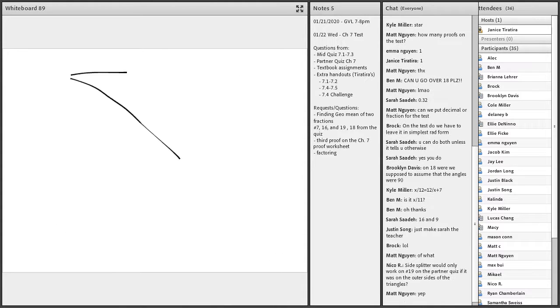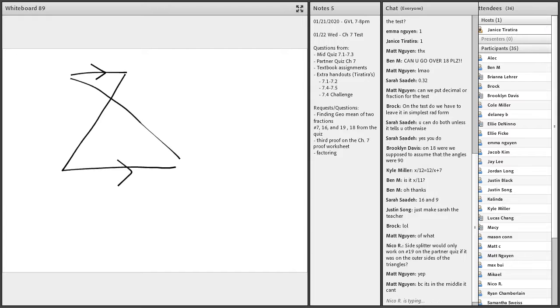I should do the proof that one person requested, but let me just give a little practice. So let's say here's 1, 2, 3, 4. We could do even the middles too. Side splitter would only work on 19 on the partner quiz. Yes, that's correct, Miko. It has to be on the sides, the outsides, not on the parallel sides.